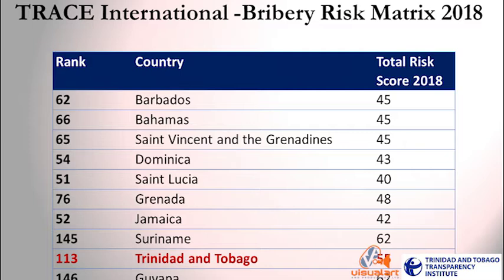The total risk score, let's look at Barbados, which is 45, means they have a 45% risk of bribery. Look at Trinidad and Tobago, we are higher, we are 55%. In this case, the higher percentage is not good. And we are 113 out of 200 countries, just between Suriname and Guyana. So tell me again, where is foreign direct investment going to go? Is it going to come first to Trinidad in light of what we are seeing here?